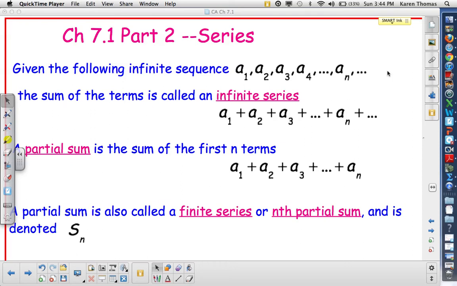Series now. 7.1 part 1 was on sequences.